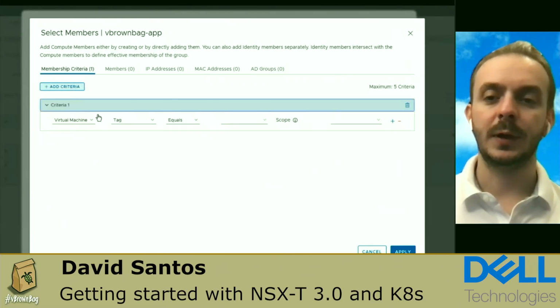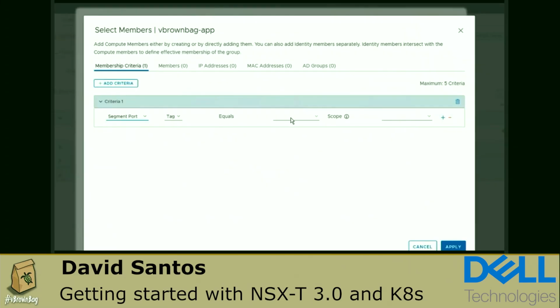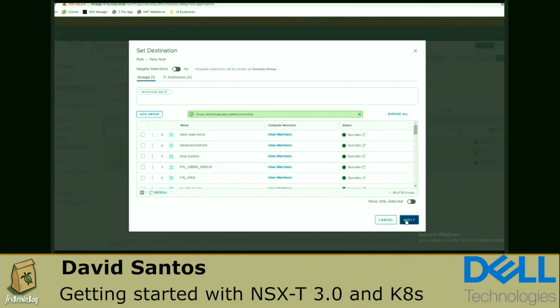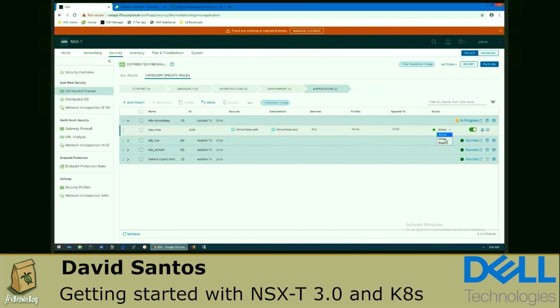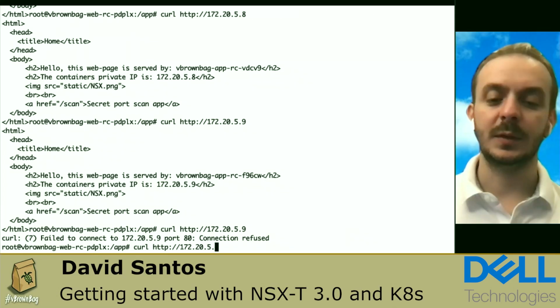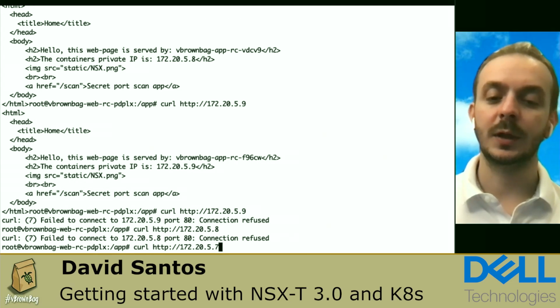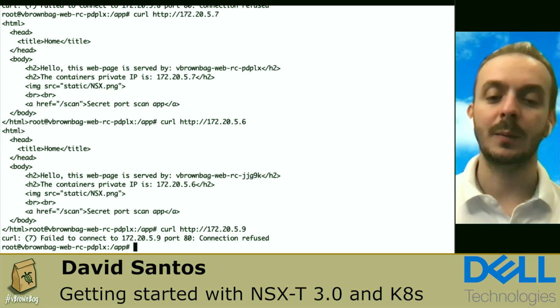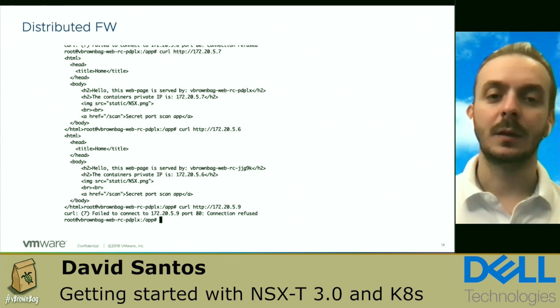We also will create a dynamic rule to include all pods that have the tag app in the scope vBrownBag. Once configured that, we will set the reject and publish this rule. Now I'm going to do the same test, and you can check that the communication between web and app doesn't work, while the web to web is still working.